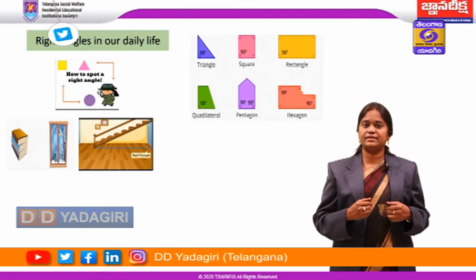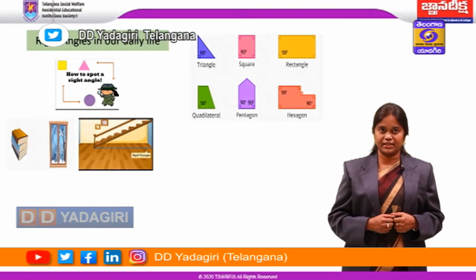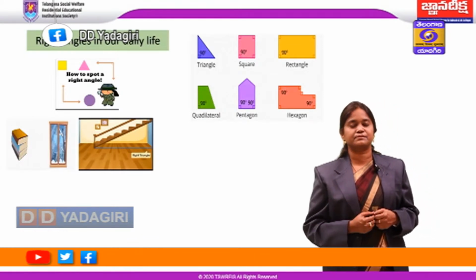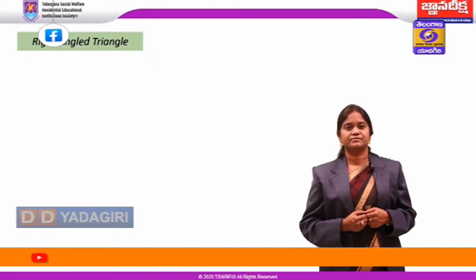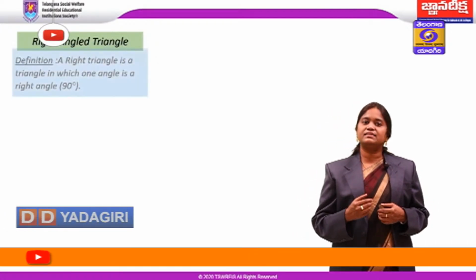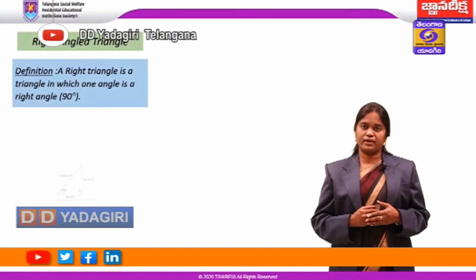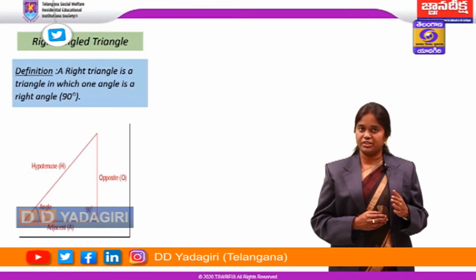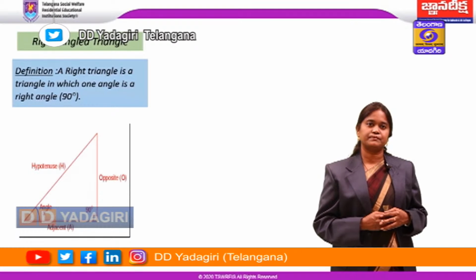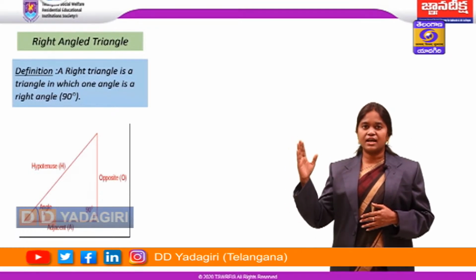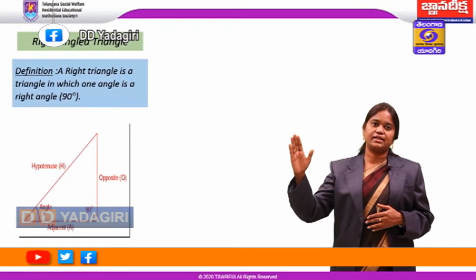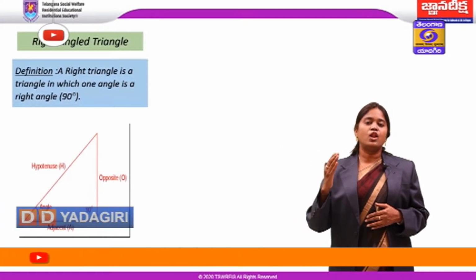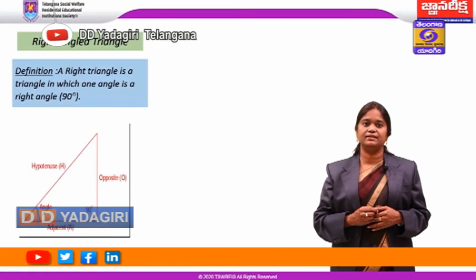Children, we have already discussed what a right angle triangle is. Now, let's learn its definition and parts. A right angle triangle is a triangle in which one angle is a right angle. One angle measures 90 degrees. In a right angle triangle, the side opposite to the right angle is called the hypotenuse. Hypotenuse is the longest side in a right triangle.